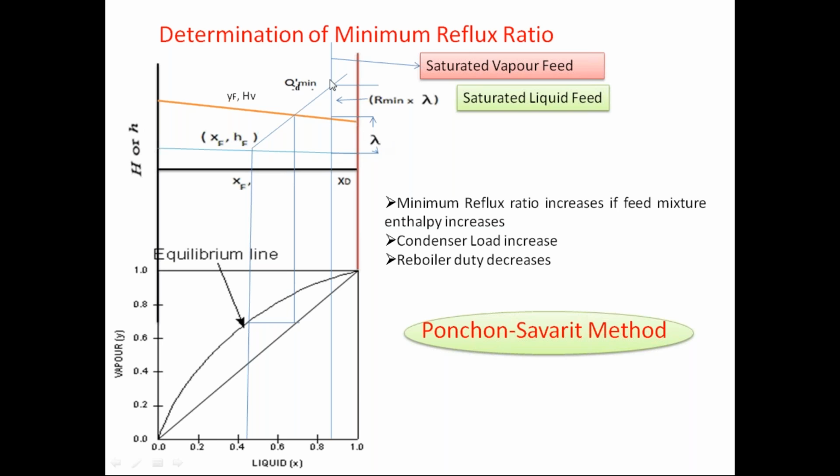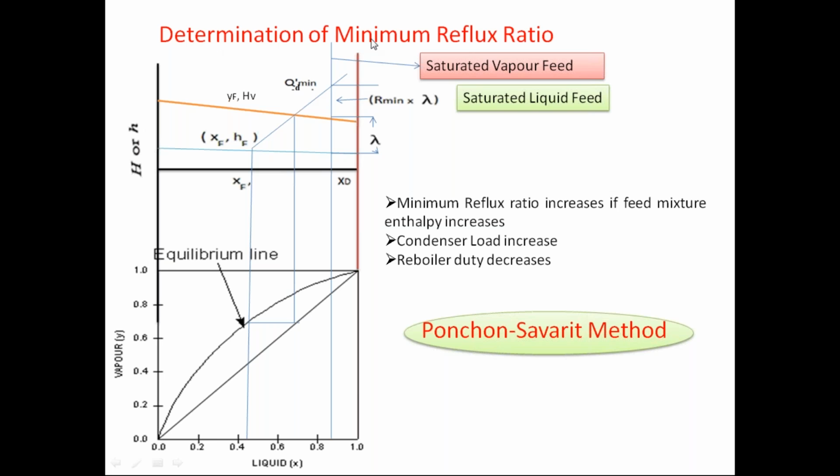Then when you estimate this height, this height is equal to R minimum into lambda. So after measuring this height, you can find out the R minimum. That is how you can find out the minimum reflux ratio. Once you find the minimum reflux ratio, you can multiply it by either 1.5 times or 2.5 times. Again, you can find out the actual QD minimum. Then the actual QD minimum will give another line. So that can be drawn, and we'll see that in the next case.